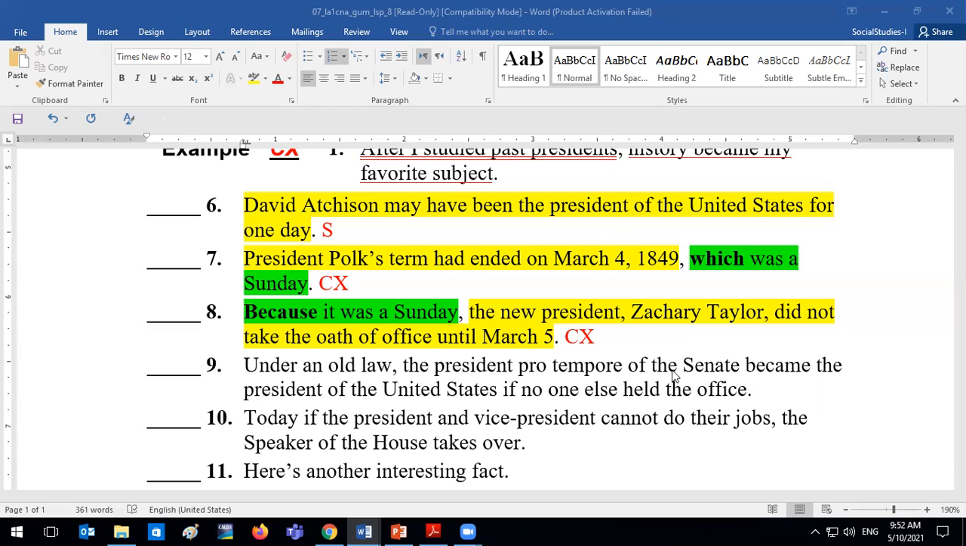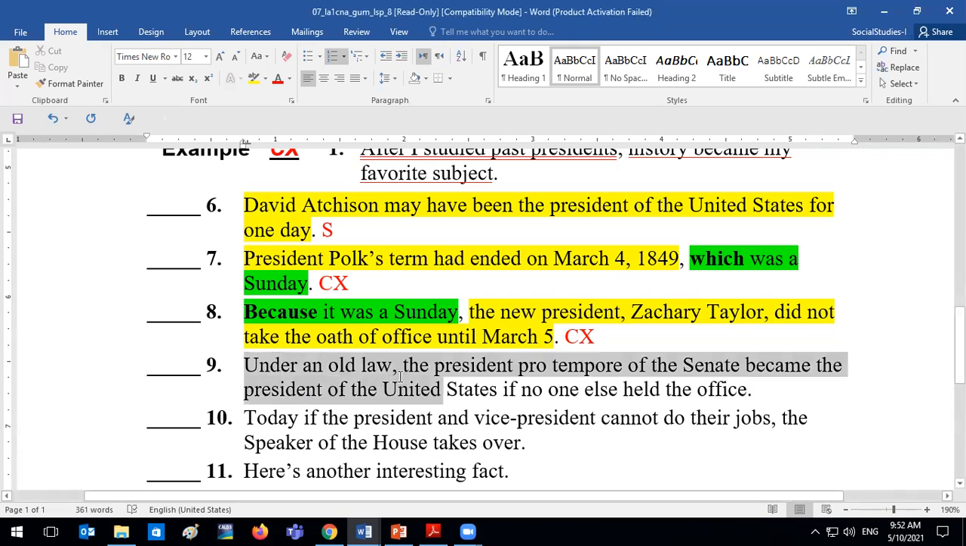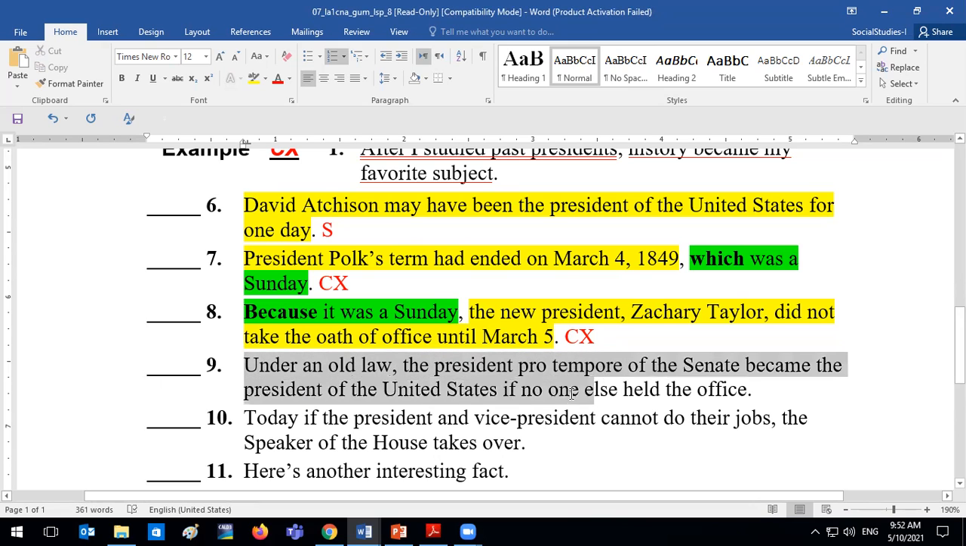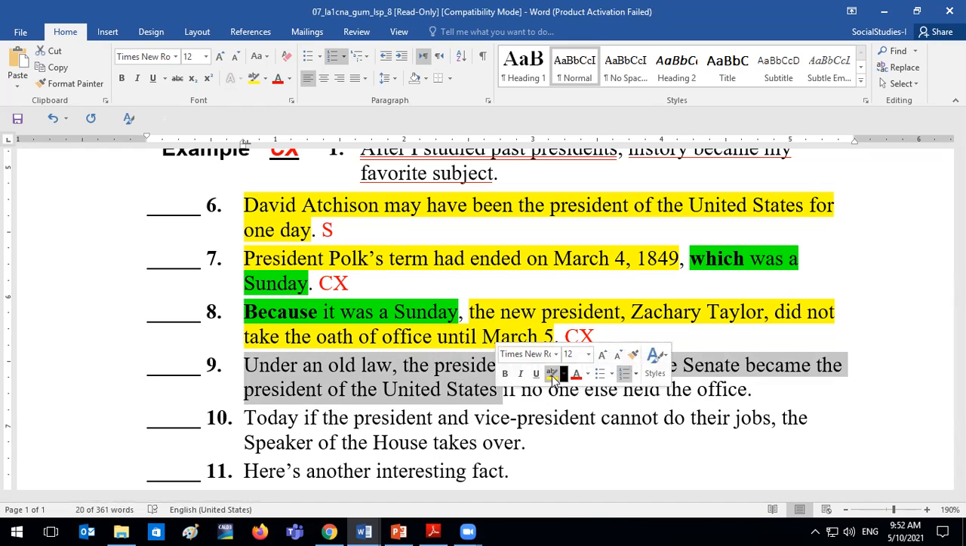Adam Wasil, can you help Muhammad Walid and identify this sentence? This, under the old law. Remember, under an old law is a prepositional phrase, and we said phrases are not clauses. Remember, phrases do not have subjects or verbs. Clauses, on the other hand, do. So under an old law is part of your sentence. Under an old law, the president pro tempore of the Senate became the president of the United States. Now, this is my independent clause.